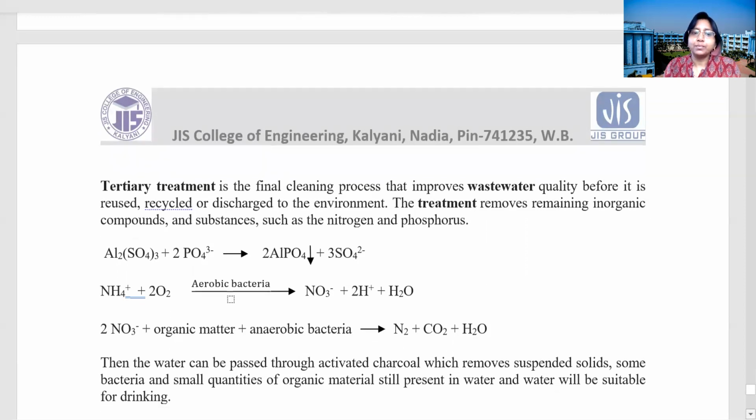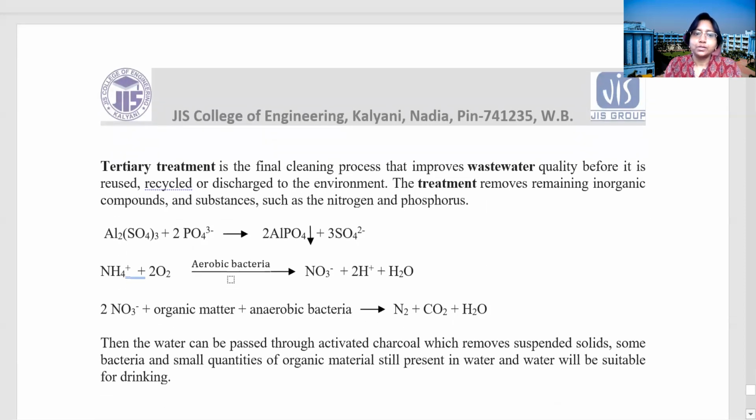So how can it be removed? Here you can see we have used aluminum sulfate. Then it reacts with the phosphate.